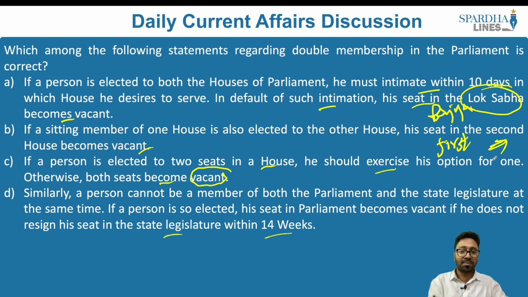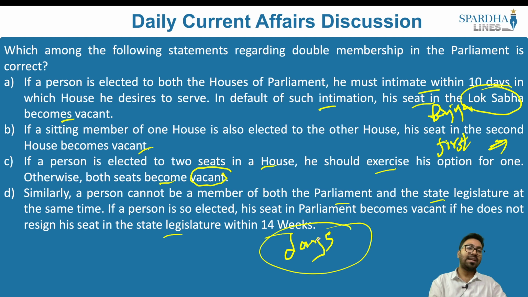Third statement is right. Similarly, when you look into the fourth statement, a person cannot be a member of both parliament and state legislature. Yes, this is right, but it is not 14 weeks, but instead it is 14 days. And as a result, the first, second and the fourth statements are wrong. The third statement is right, which is why the answer to this would be C.